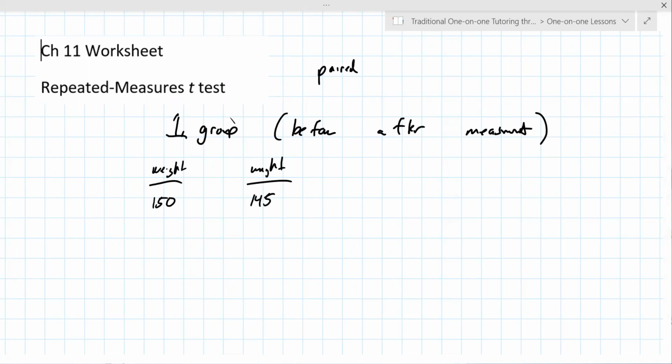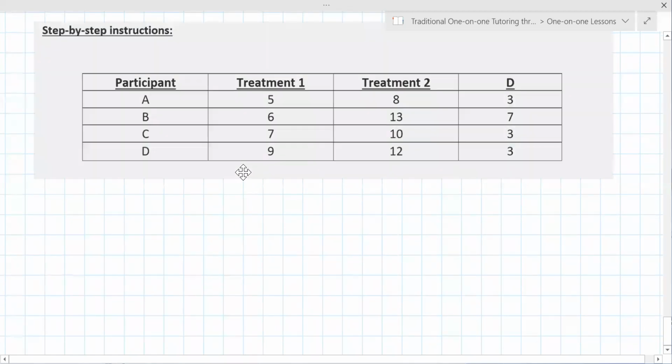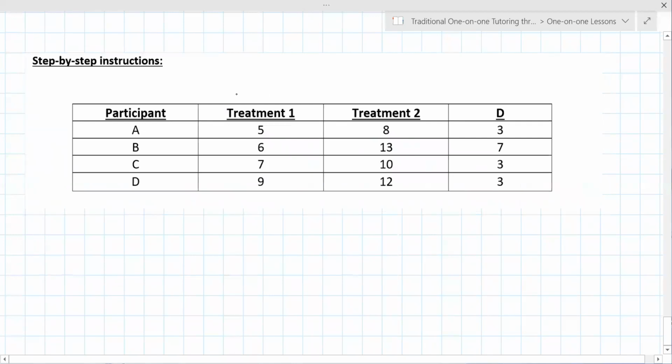So your instructor here, this is a weird table, but let me snip it in anyway and try to explain it. Your instructor keeps using the word treatment, which is probably correct, but I would look at this as before and then after. This is Matthew here, and he did something and he got a score of 5, and then some amount of time passed, and now he got an 8. Then B got a 6, and then went up to 13, and C is your friend, and D is your other friend.